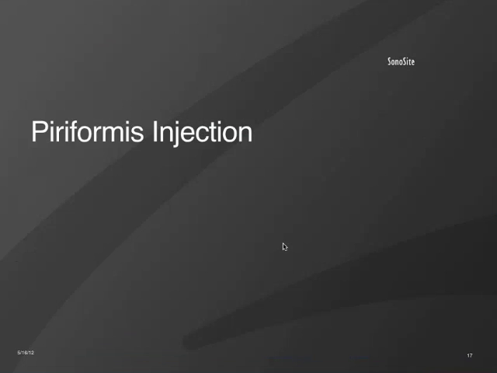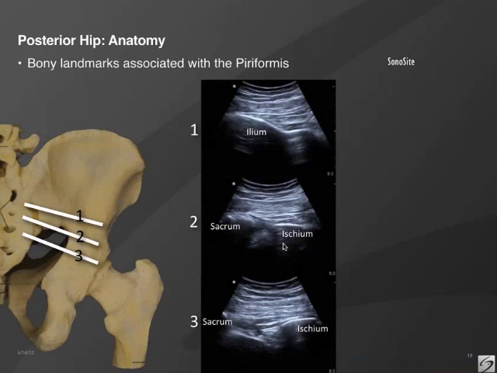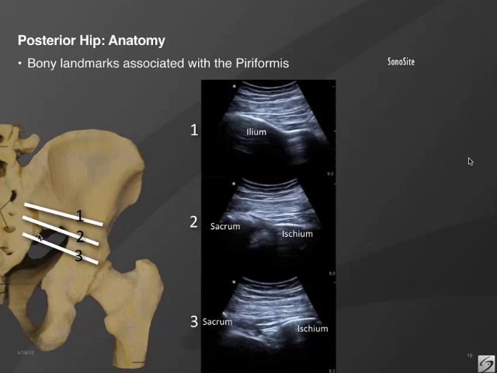The piriformis muscle is a common area of injection for posterior pain. The piriformis muscle has its origin on the anterior surface of the sacrum. It then proceeds laterally and attaches on the posterior superior portion of the greater trochanter. So these three scanning planes are what we are going to use to identify the more proximal portions of the piriformis muscle. We'll go through these one by one.